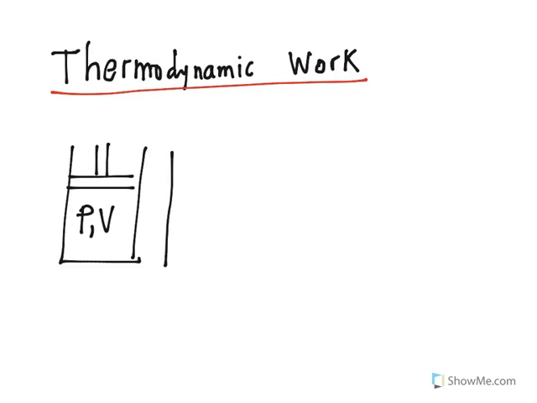Then all of a sudden an external work is provided. Let's suppose that this is going to be compressed, and then the pressure will change, the volume will change as well. For instance, this is going to be P times delta V. And of course there is a force which was being applied here, and there is a certain displacement.